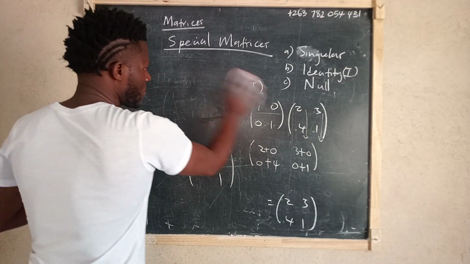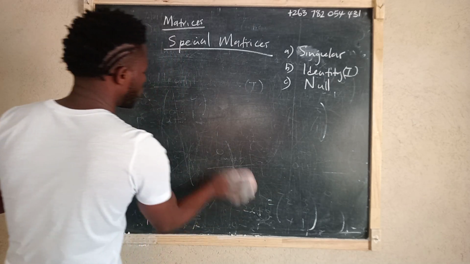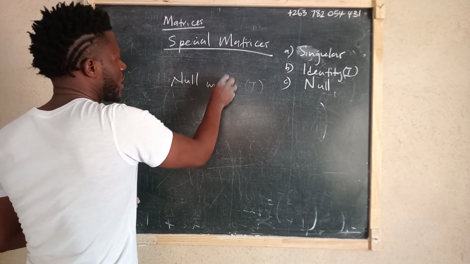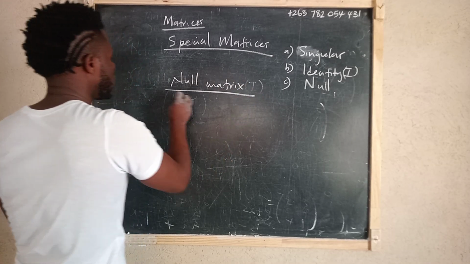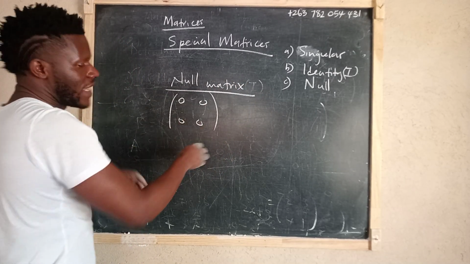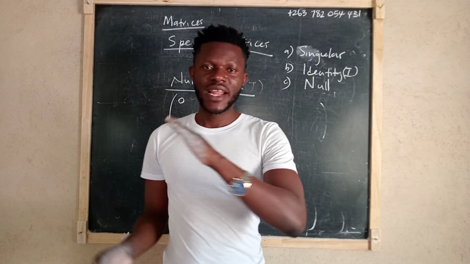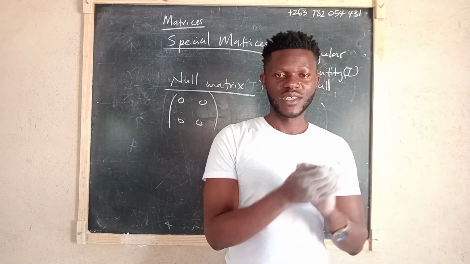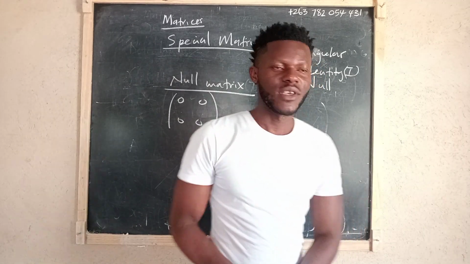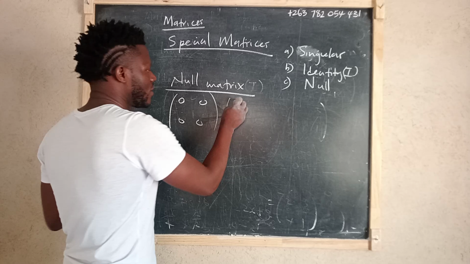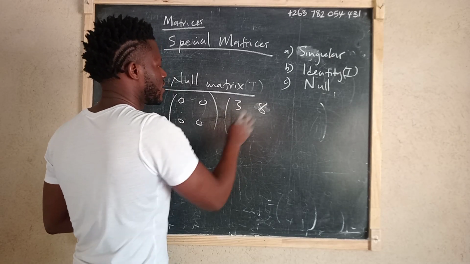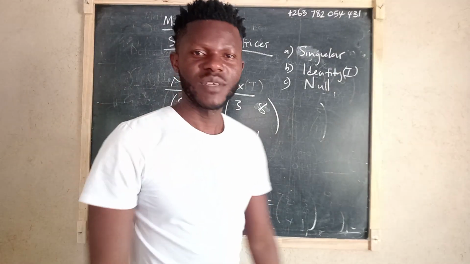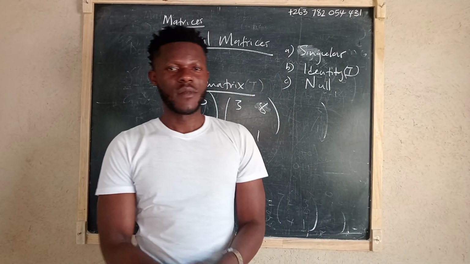The last one, null matrix. Null means 0. So a null matrix has zeros only. A null matrix is a matrix with zeros only, like this. Nothing much special about 0. You know, if you multiply a number by 0, it will give you 0. 0 times 10, 0. 0 times 40, 0. 0 times 100, 0. So if you multiply any matrix by a null matrix, like this, the answer will be 0. Multiplication by a null matrix always gives a null matrix.